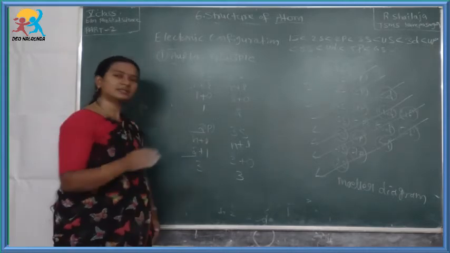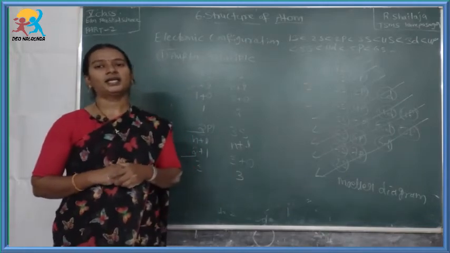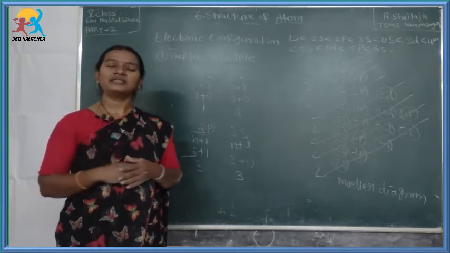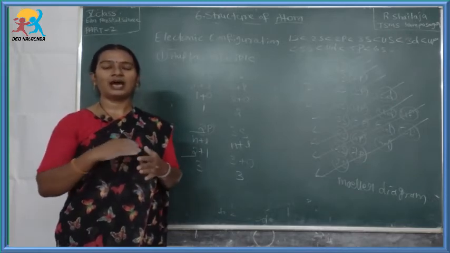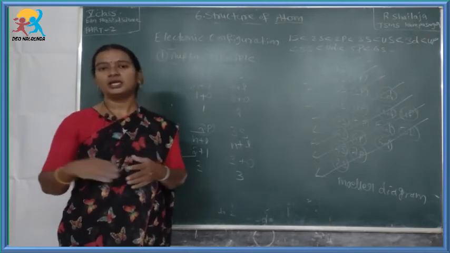Okay. If the n value is also the same, they are degenerate orbitals. They are called degenerate orbitals. What do degenerate orbitals mean? The orbitals which have the same energy. Okay, so we have to distribute the electrons equally when the energy is the same.